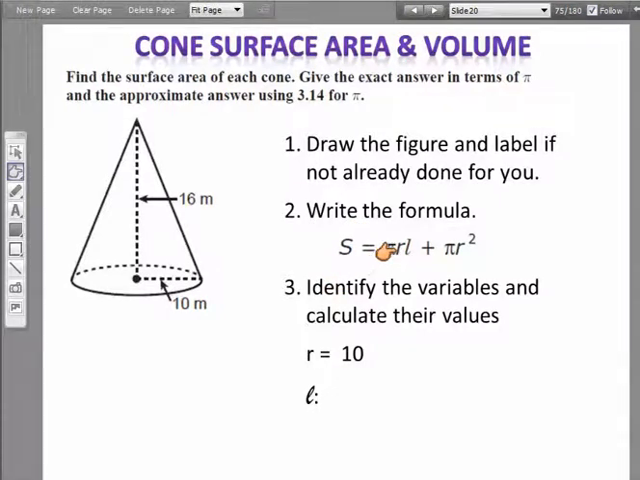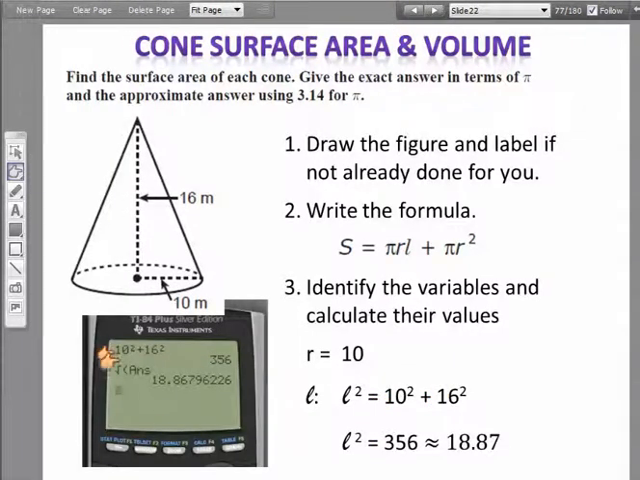Remember, all we have in this is R for radius and L for slant height. They give us the radius of 10. We're going to have to calculate the slant height because all they give us is the height of the cone and the radius. We have to calculate the slant height. And I'm going to do this just like I did the last one. I'm going to square the radius. I'm going to square the height of the cone. Put the little picture of the calculator up here for you to show you where I'm getting my answer. Whenever I find the square root of L squared, I get approximately 18.87.